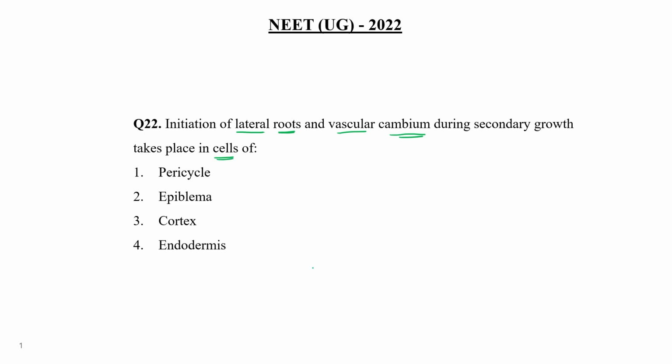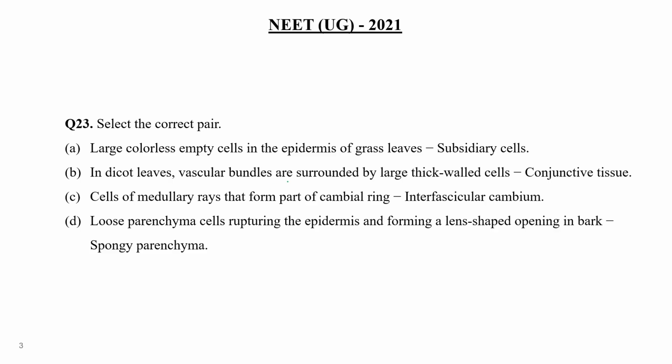Initiation of lateral root and vascular cambium. Pericycle, epiblema, cortex, endodermis. Lateral root and vascular cambium. So this is a characteristic feature of pericycle. The initiation of lateral root and vascular cambium is the characteristic feature of pericycle. Okay, so choice number 1 would be the correct answer. Question number 23.